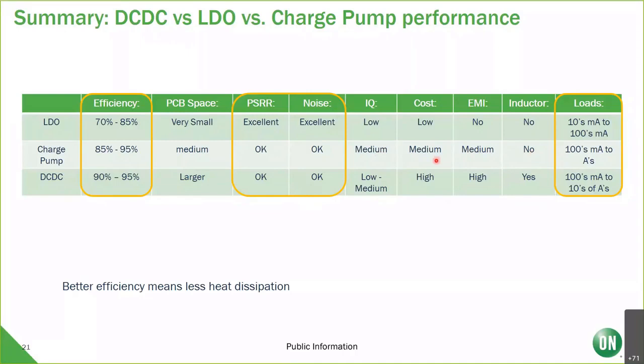And DC to DC is the highest cost, highest EMI. It does have the inductor, but it gets you to tens of amps, right? So if that's what you need, you don't have much of a choice. So this is a nice summary. And one key thing I want to reiterate, better efficiency means less heat dissipation.